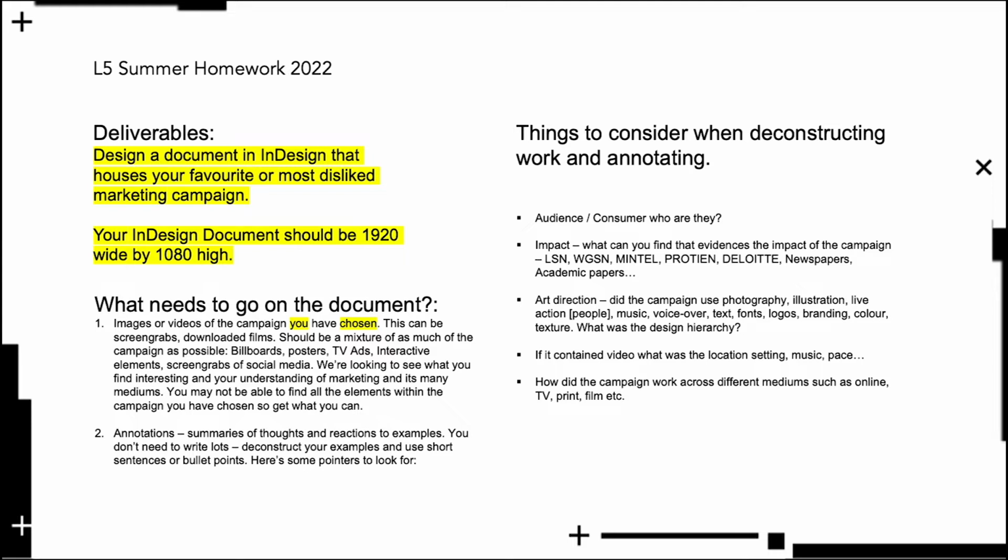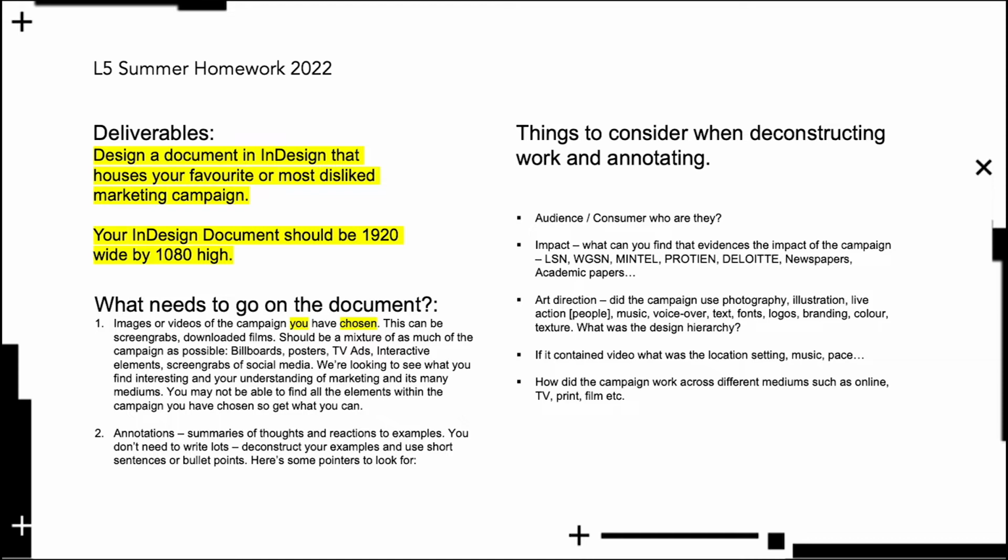All those kind of things that you can break down and write a few lines about, or just some bullet points. If it contained video, what was the location setting? Was it global? Was it very local? Was the music a particular style of music? Was it dance music, classical music? And sometimes with video, you'll notice that the pace varies, or it's fast or it's slow. What was the pace? What was the mood? And how did the campaign work across different mediums, such as online, TV, print, film, and etc.?